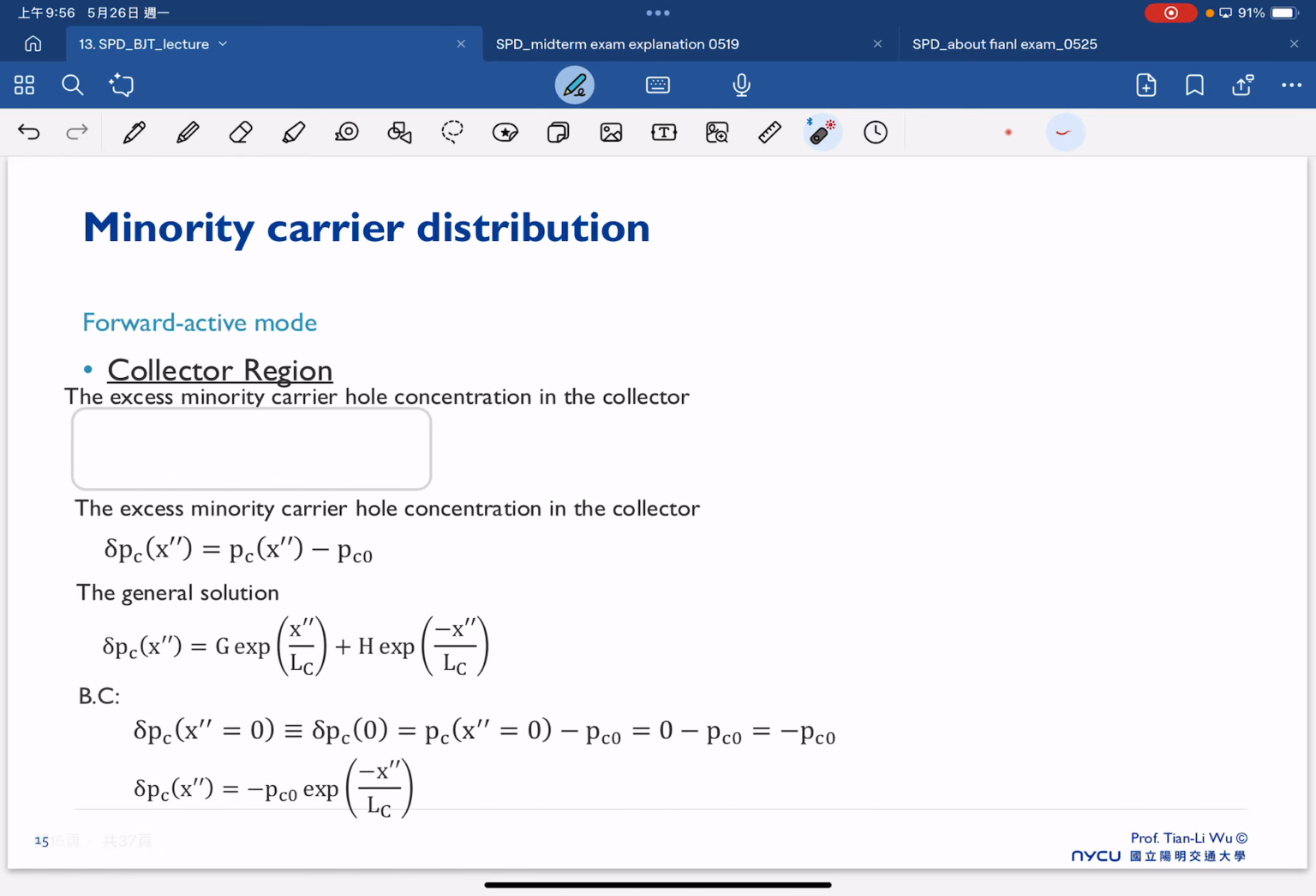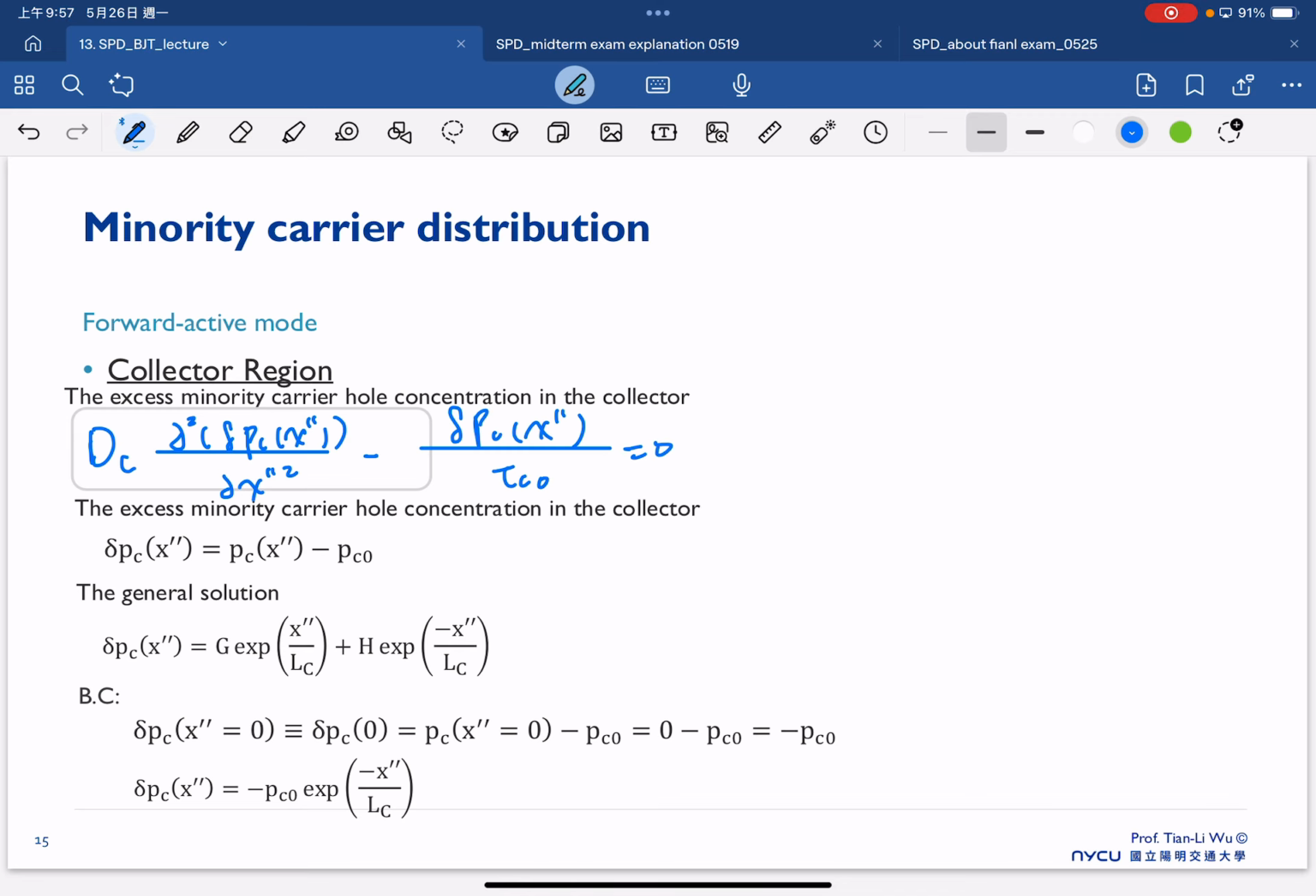Next will be the collector region. So in the case with the collector, we're doing the same, considering exactly the same equation. So then, in the end, with considering this boundary condition, we can try to solve this one.